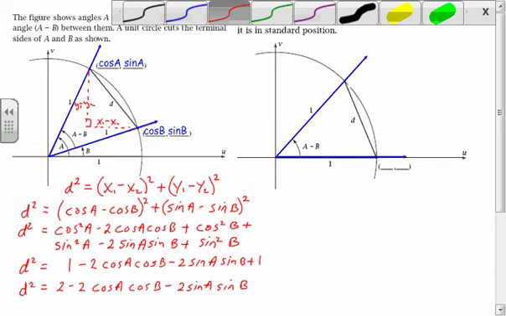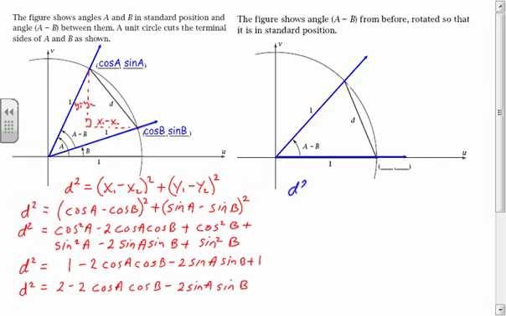Okay, so looking at the next picture, this is also angle A minus B. That chord is still the same chord D because these are the same angle A minus B, and as we know from geometry, equal angles cut off equal chords in a circle, so those are equal angles in a slightly different position.